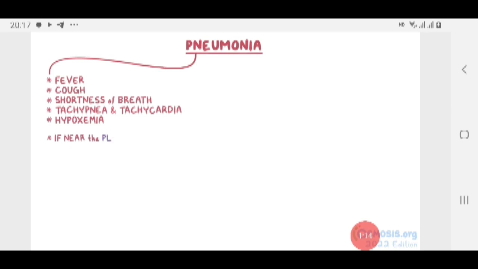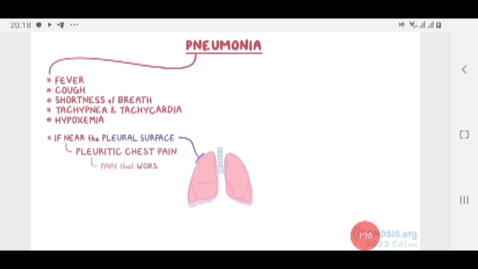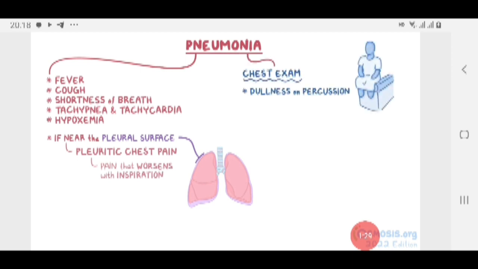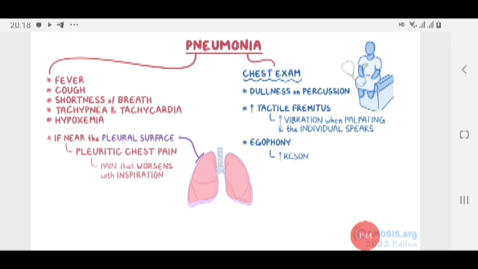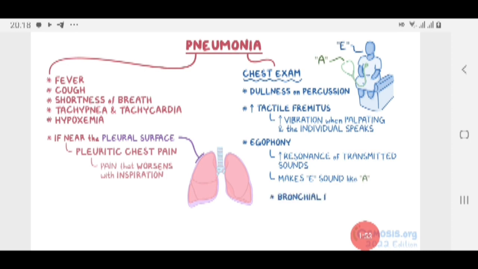If the infection is near the pleural surface, it can cause pleuritic chest pain, which is pain that worsens with inspiration. On chest exam, there's dullness on percussion, increased tactile fremitus, which is an increased sensation of vibration when palpating over the affected area and asking the individual to speak, and egophony, which is increased resonance of transmitted sounds and makes the letter E sound like the letter A. On auscultation, bronchial breath sounds or inspiratory crackles might be heard.